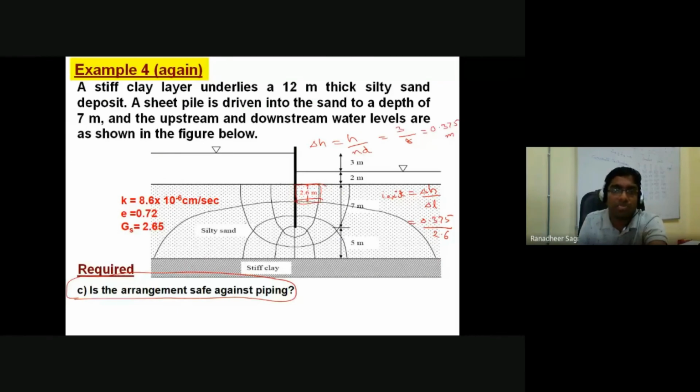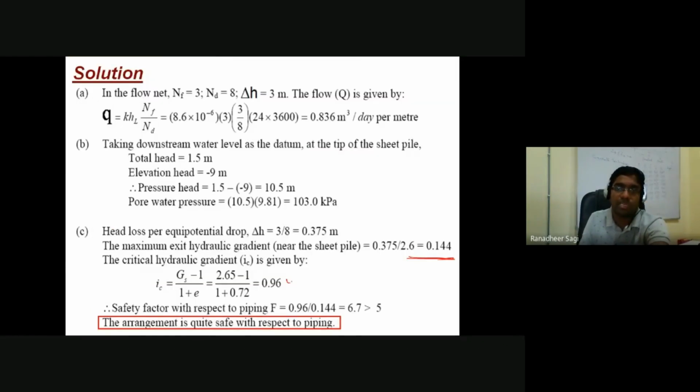As the void ratio and specific gravity of soil solids are given, I can calculate the critical hydraulic gradient based on the expression we have just seen earlier, (Gs minus 1) by (1 plus e). From that expression, I can get the critical hydraulic gradient. So the critical hydraulic gradient is known and the exit hydraulic gradient is known. Then the factor of safety against piping is the ratio of critical hydraulic gradient by exit hydraulic gradient.